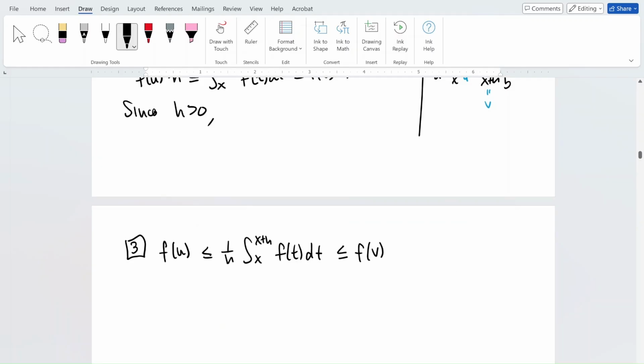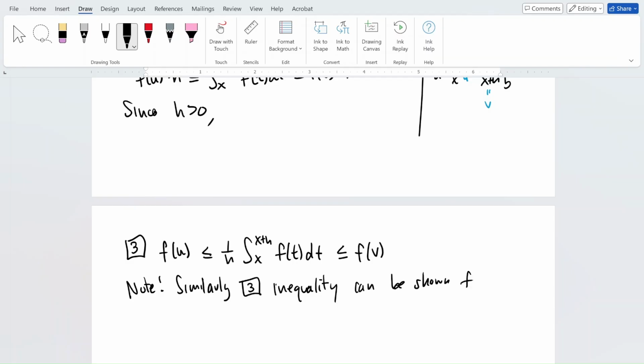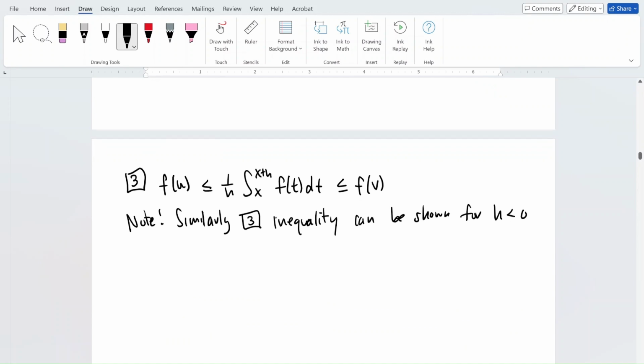And this inequality, similarly, number 3 can be determined, this inequality here, can be shown for when h is less than 0. But that will be left as an exercise.